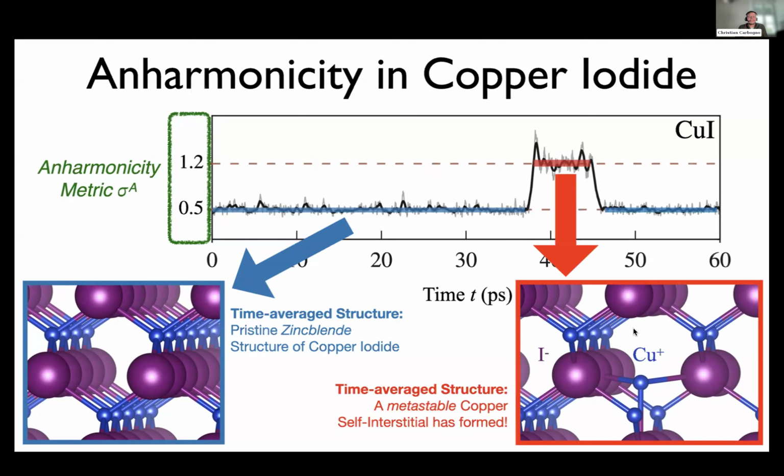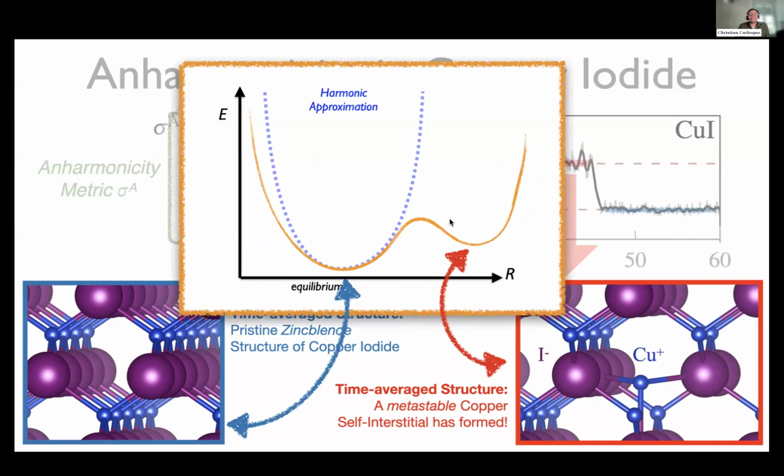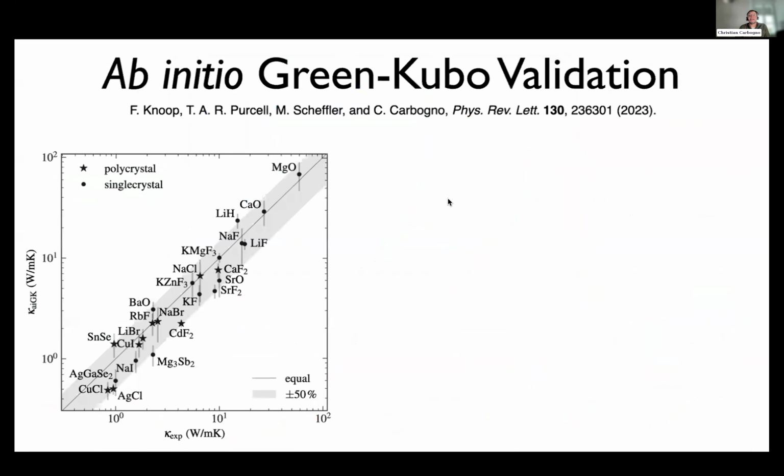Now, here, what we observe is exactly what I discussed before. We have explored another minimum. We were stable therein for a while, and this has disrupted our nuclear dynamics, leading to this breakdown of the phonon picture. Eventually, let me just show you that this Green-Kubo method does not only work for copper iodide.